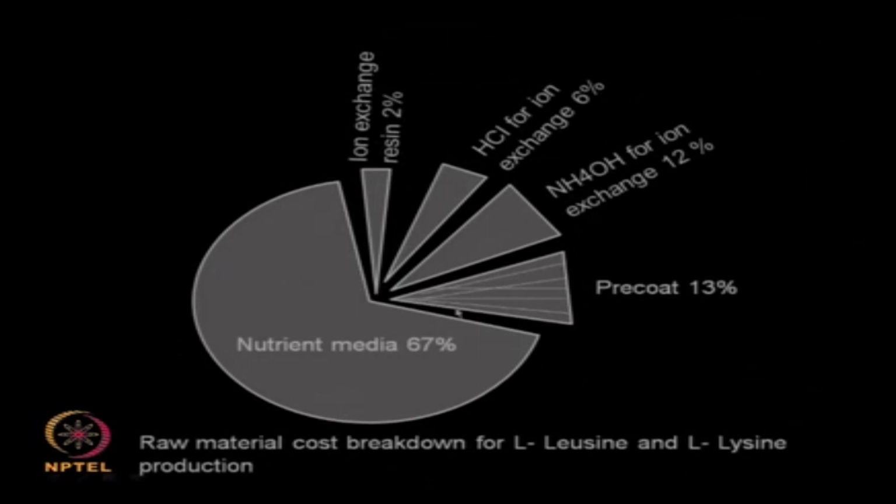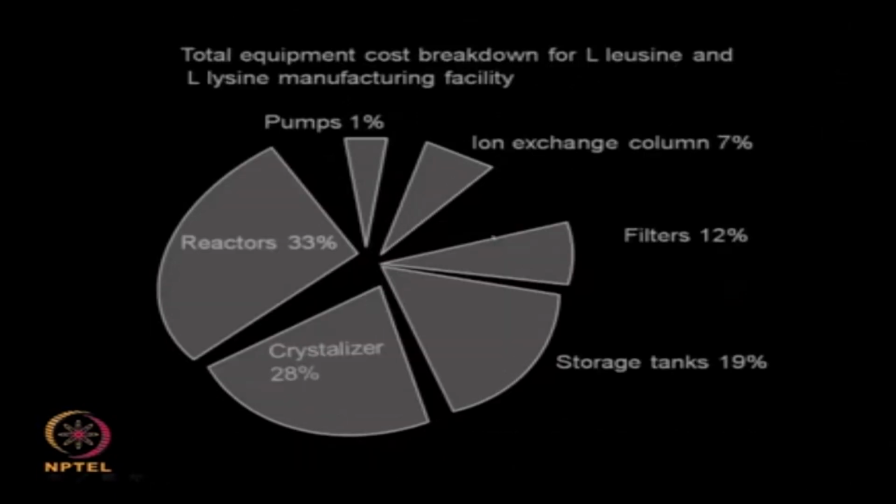Then finally a large amount of cost is incurred in the pre-coat. So if you can optimize on the pre-coating of this amino acid, you can impact on this particular area. The total equipment cost in the manufacture of L-leucine and L-lysine, 3% is because of the reactors. So if you can bring down the reactor size, you can reduce the number of reactors, obviously you can impact here. And then again 28% is the crystallizers, 19% is the storage, 12% is the filters and 7% is the ion exchange.